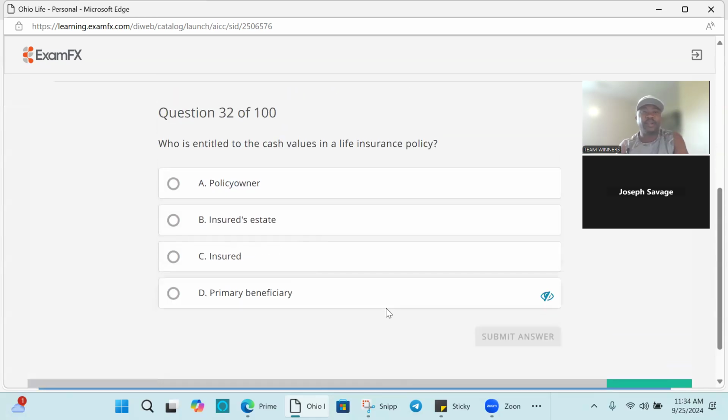Who is entitled to cash values in a life insurance policy? That's hard because the insured person usually never gets that unless you have more than what you put in. So who is entitled? The policy owner, insured estate, insured primary beneficiary. Who is entitled to cash value in a life insurance is just the beneficiary.